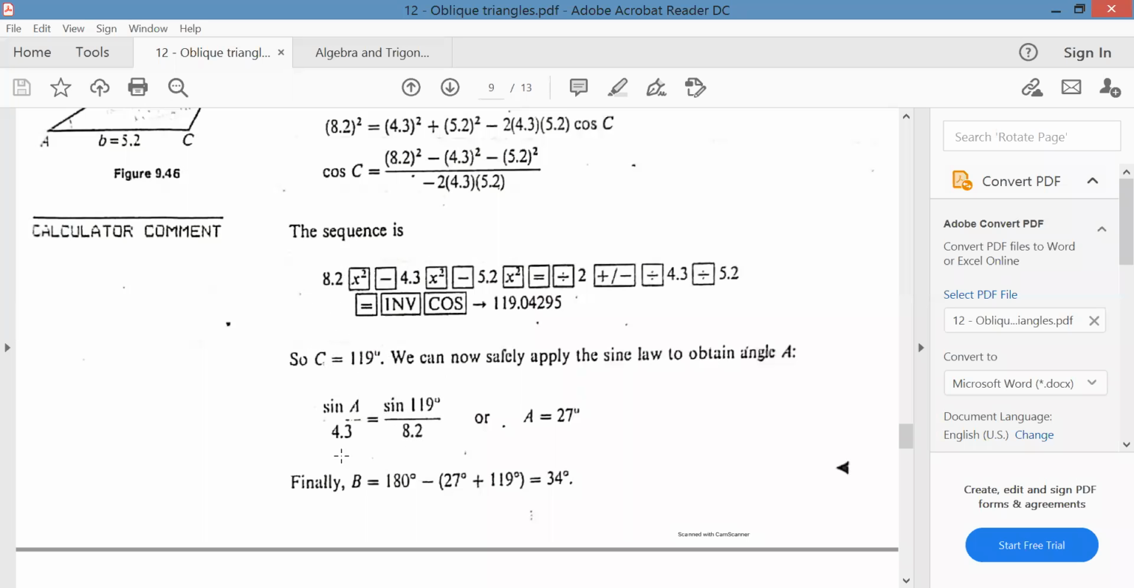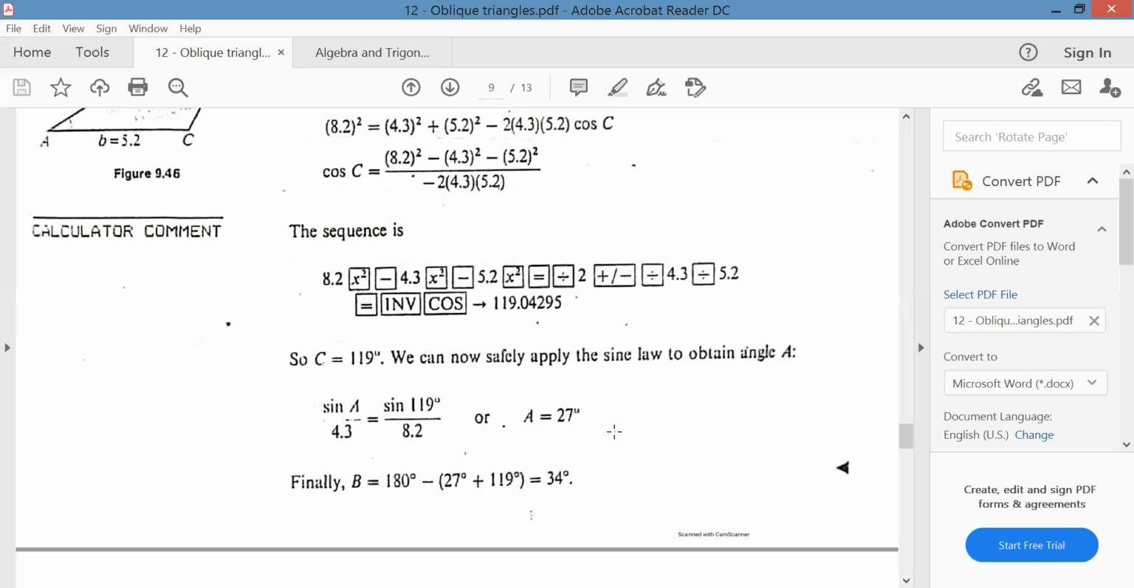We'll go for the cross multiplication. 4.3 will be multiplied with sine 119 degrees. Put the value of sine 119 degrees, multiply with 4.3 and then divide by 2. Do all the steps and then finally take the inverse of that result. So angle A will be sine inverse of what you are calculating here. It comes to be 27 degrees. So A is 27 degrees.